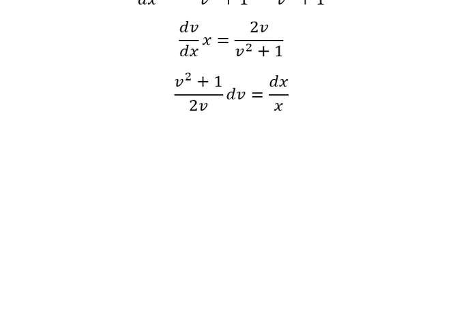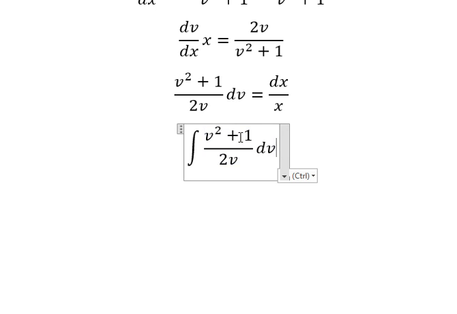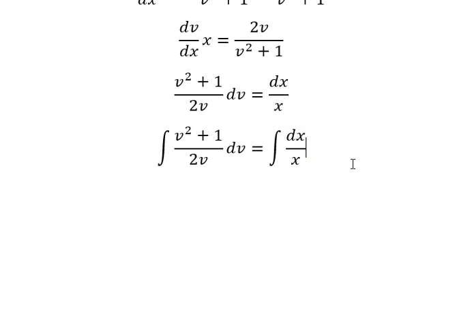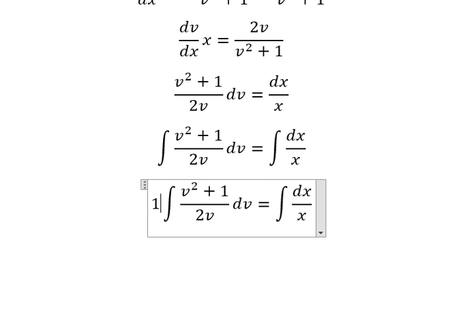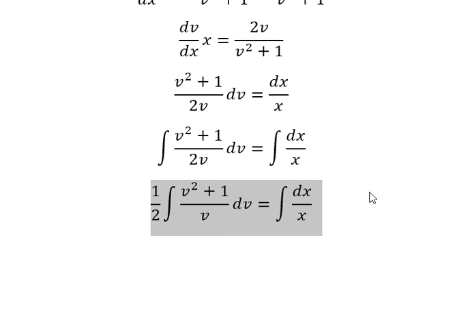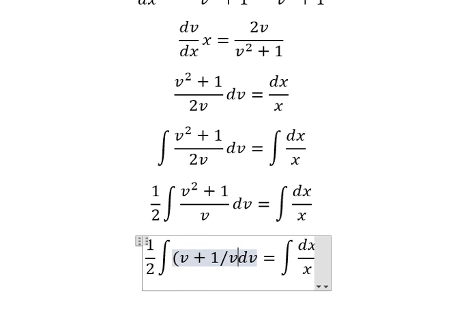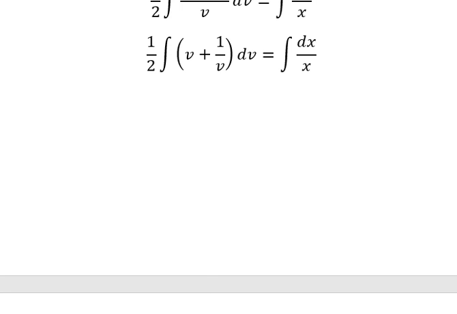Now we need to do integral for both sides. Now I will put 2 outside. So v squared divided by v, 1 divided by v. And now we have the final answer.